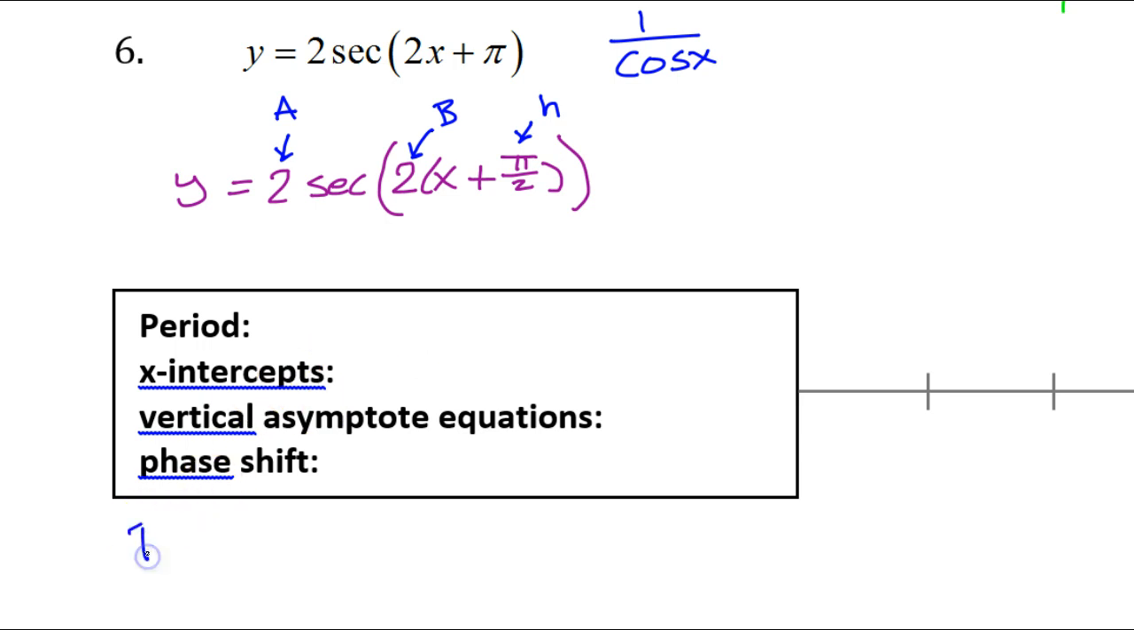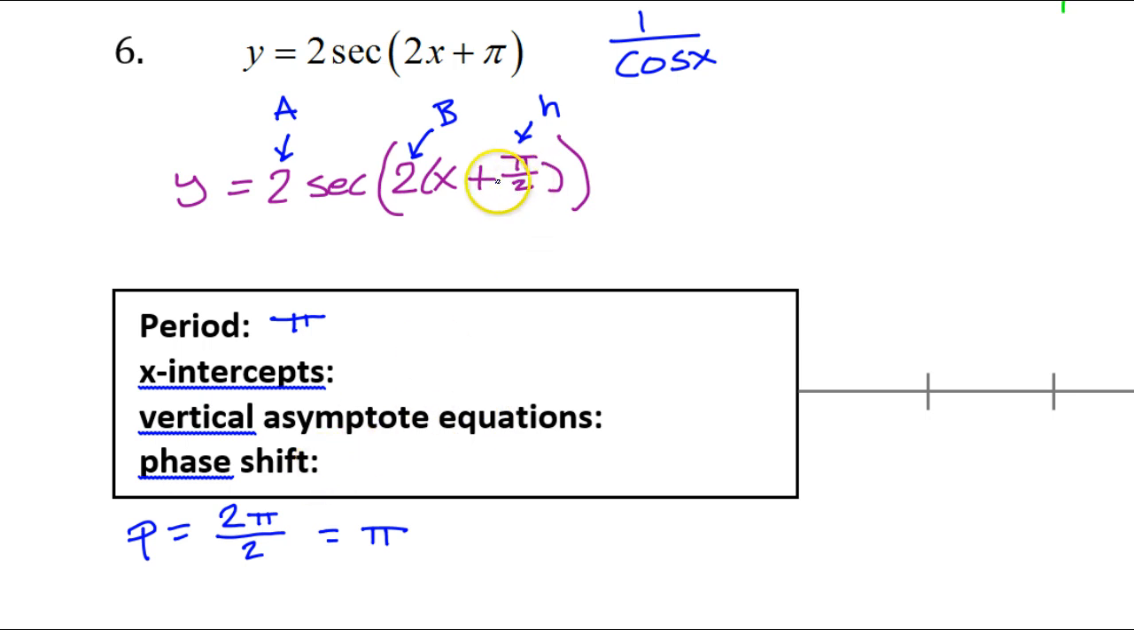Let's start with the period. The normal period for cosine and secant is 2 pi. So to get the new period, you do 2 pi divided by the b value. So that'll be 2 pi divided by 2, which is just pi. So the new period will be pi. We'll do the x-intercepts and asymptotes at the end.